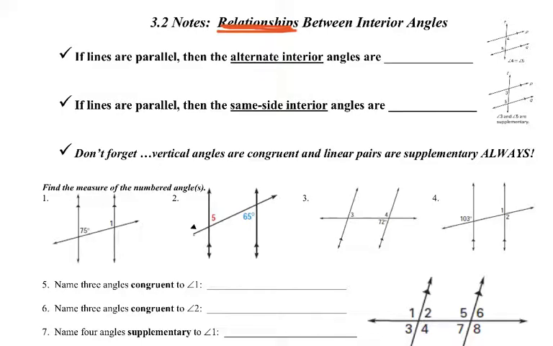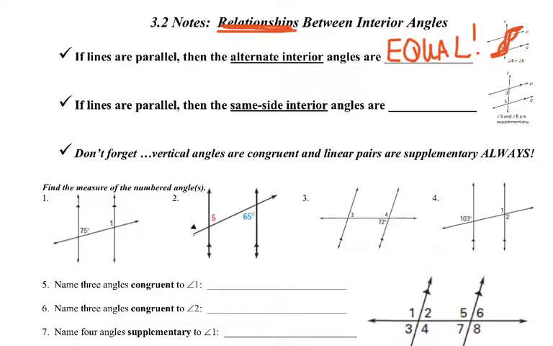So the first one is alternate interior, or what we call our Z angles. This is a tiny picture here, but you can see this kind of backwards Z here. And what we're going to learn is that if lines are parallel, then alternate interior angles are equal, always. And we'll show that with a picture.